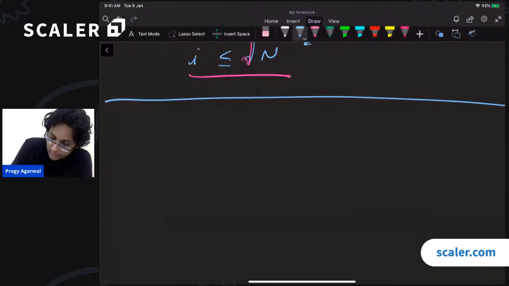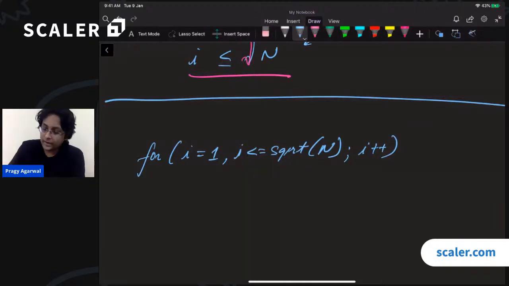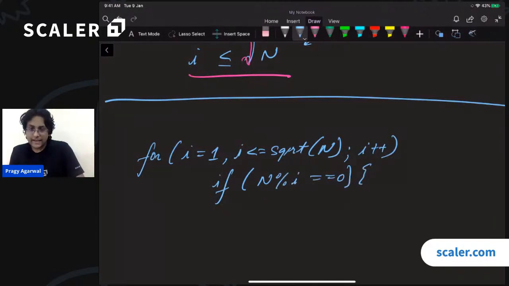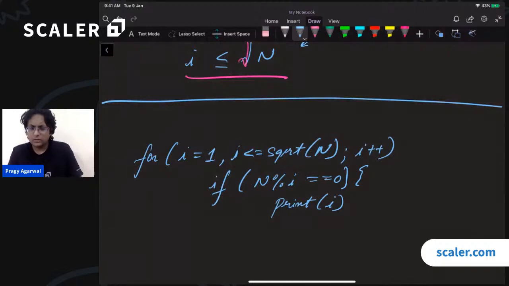We can now say that we have a for loop for i equals 1, i less than or equal to square root of n, and i plus plus. All right. Now I will check if in fact n is divisible by i. So what should I print over here? If n is divisible by i, I should print i, right? I should print i.